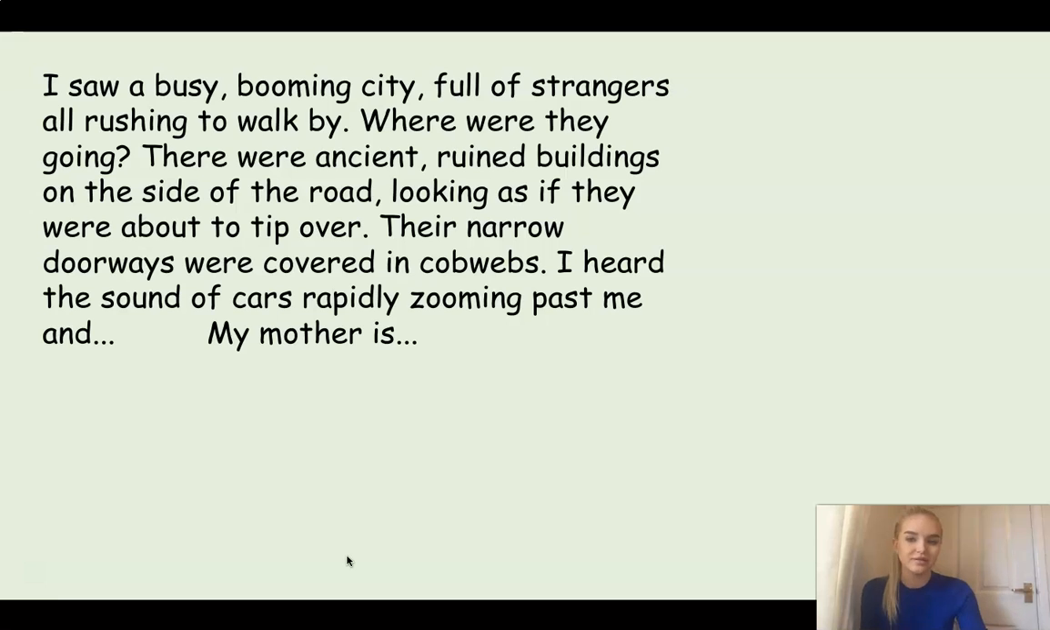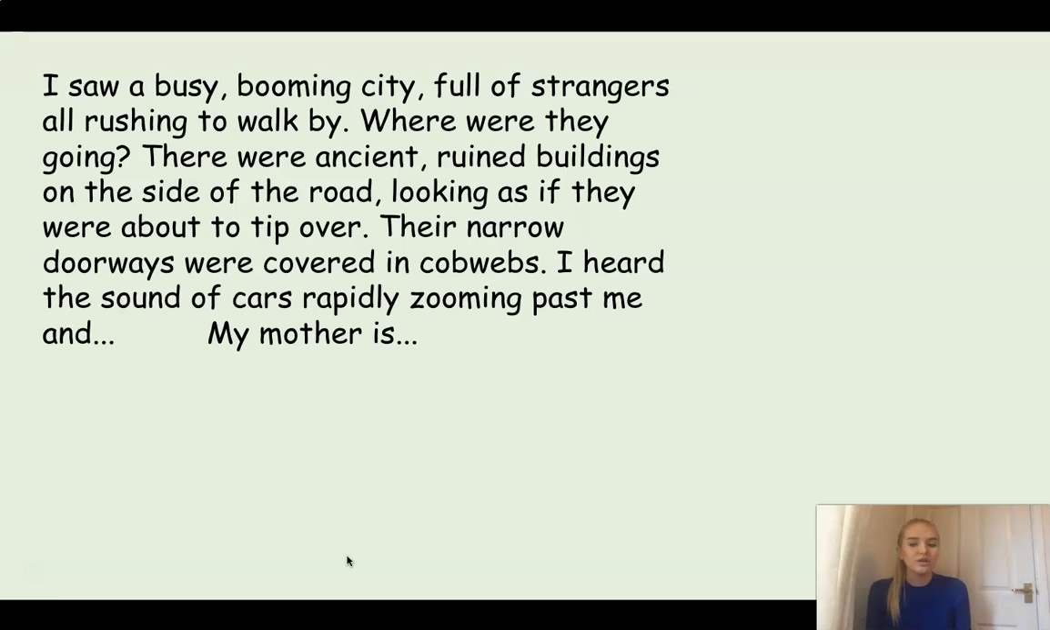Okay, so I've started writing my monologue, but I've only fully answered one of the questions so far, which is what did you see? Because I didn't want to give you all the answers, but I wanted to show you how to lay it out. So, I saw a busy, booming city, so loud, busy, full of strangers all rushing to walk by. Where were they going? Then I asked myself that rhetorical question. I didn't answer it, but I wondered it in my mind because it's a speech. You're saying what you think.